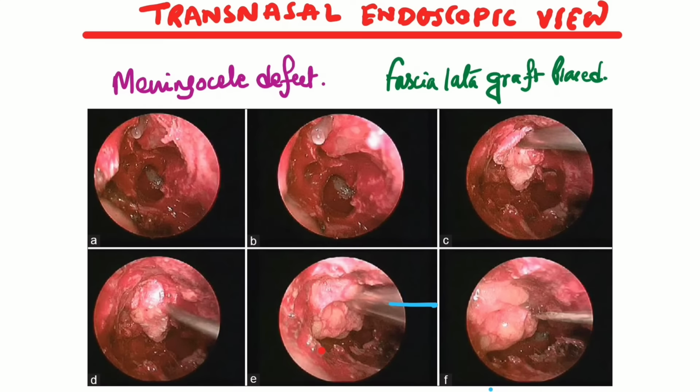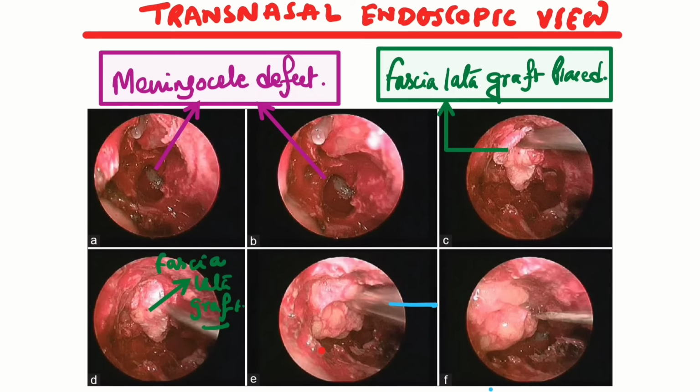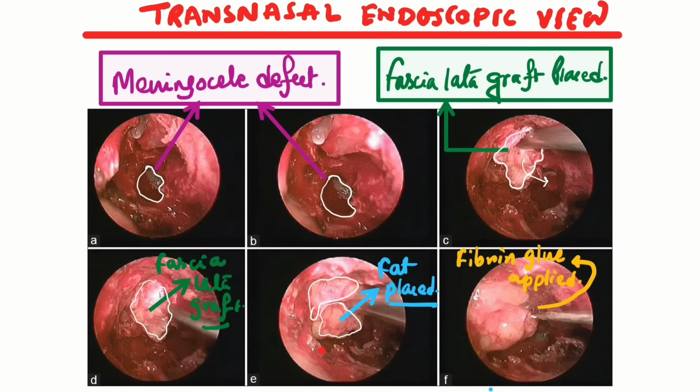Now, the transnasal endoscopic view, very importantly. Firstly, this is the meningocele defect, and these are the fascia lata grafts being placed, so this is actually the defect. Then this is the fascia lata graft being placed over there, and this will be placed over here. Then again this is the fascia lata graft being approached to that area. Here the fat pad is being applied over the fascia lata graft. Lastly, fibrin glue application is done.